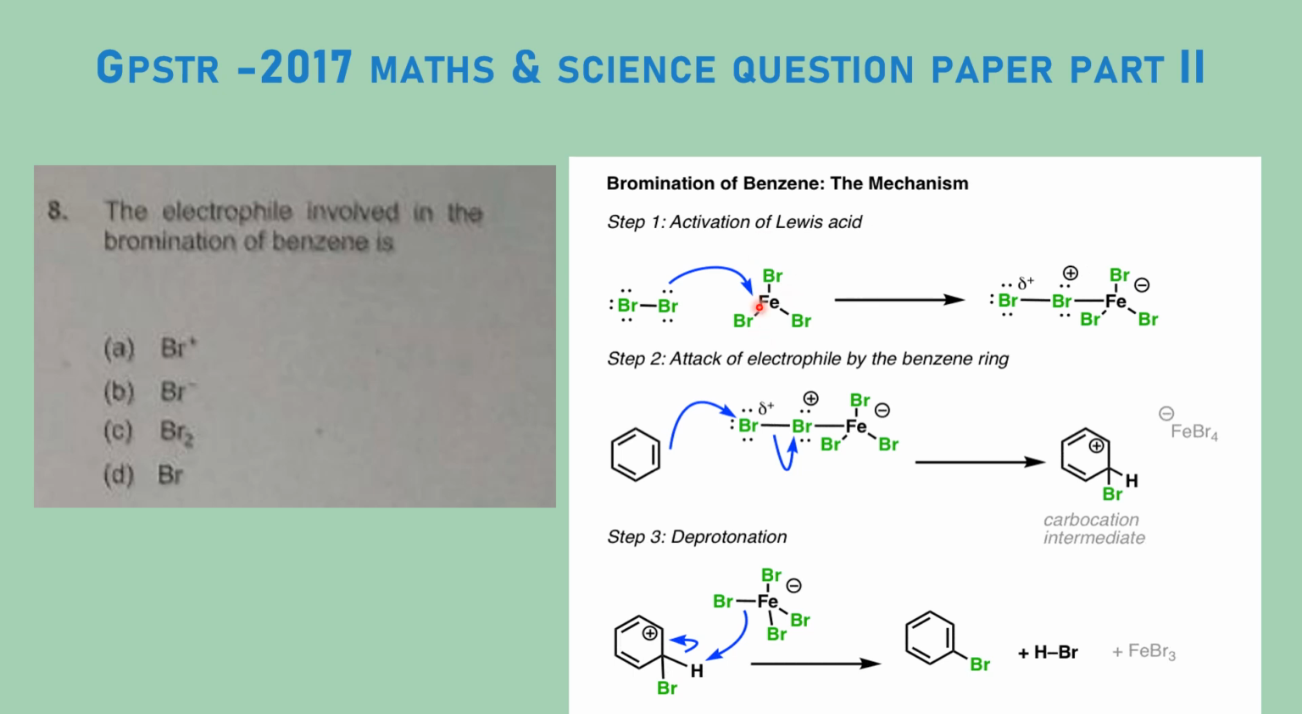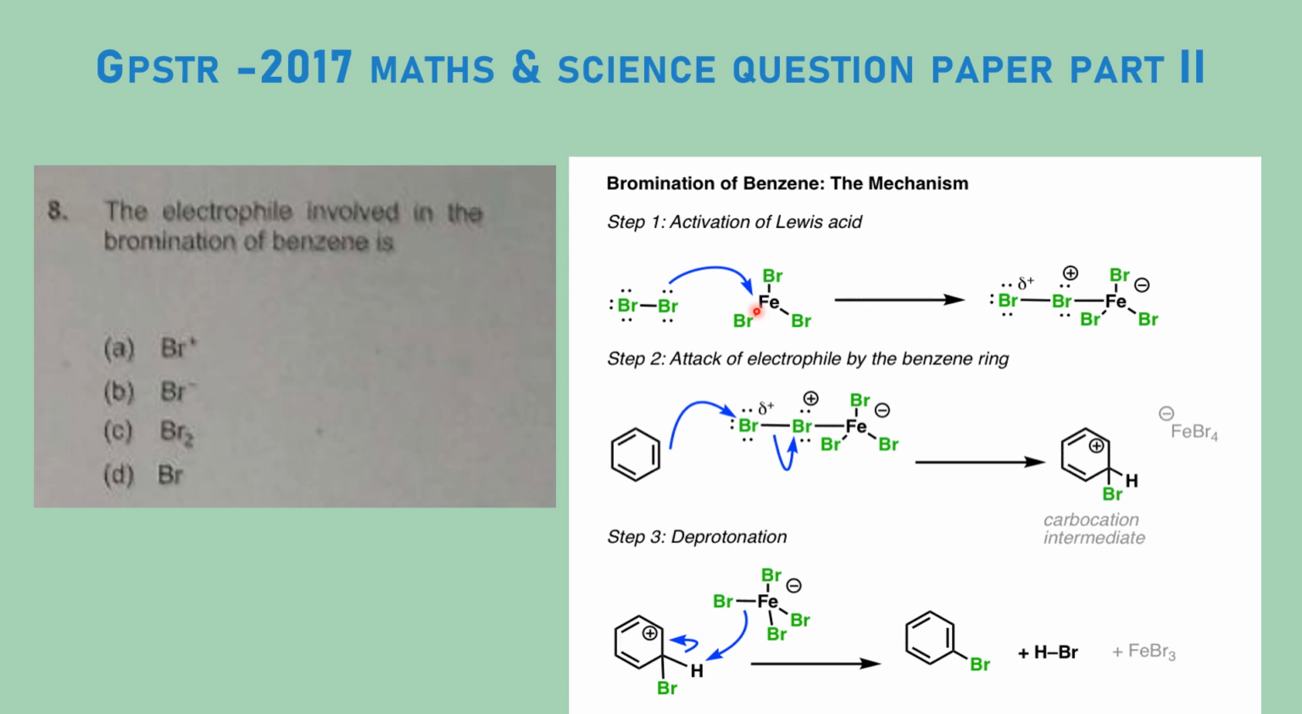Then here is ferric bromide, FeBr3, and here we have the bromine molecule, the reactant. Both interact with each other, and then you get an intermediate. How do you get the intermediate? Listen here. This bromine molecule has 3 lone pairs of electrons, and it gives a lone pair to iron, because iron is electron deficient.